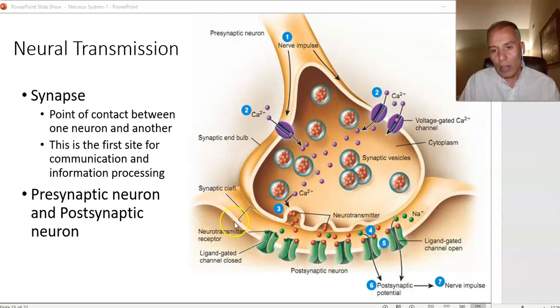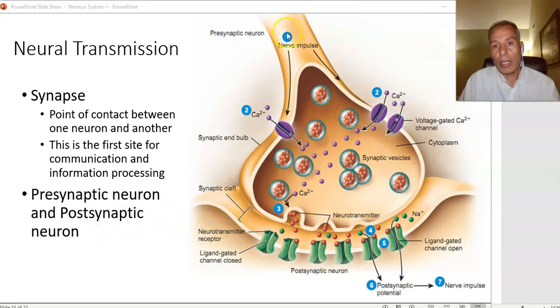The part that is receiving the signals is called the postsynaptic neuron. Imagine the synaptic cleft is the boundary, the actual communication site. This one is in front of the synapse, so we call it the presynaptic. And this one is behind the synapse. So when we say presynaptic, automatically it means the one that is sending a signal. When we say postsynaptic, automatically it means the one that is receiving a signal.